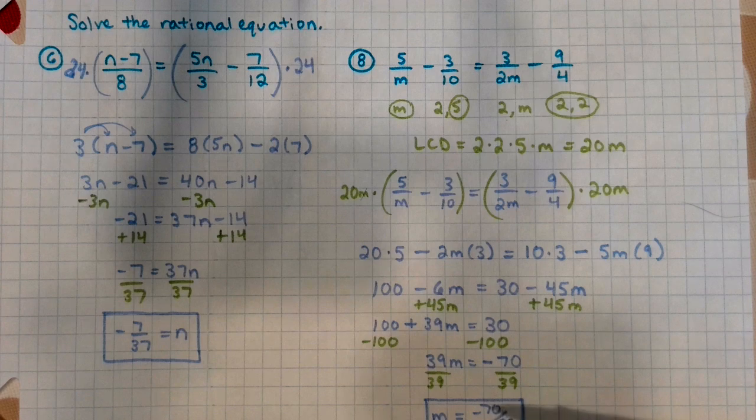The solution checks out. So always make sure you take the time to double check that your solution is not a restricted value. If you end up with a restricted value, then that's not going to be a possible solution.